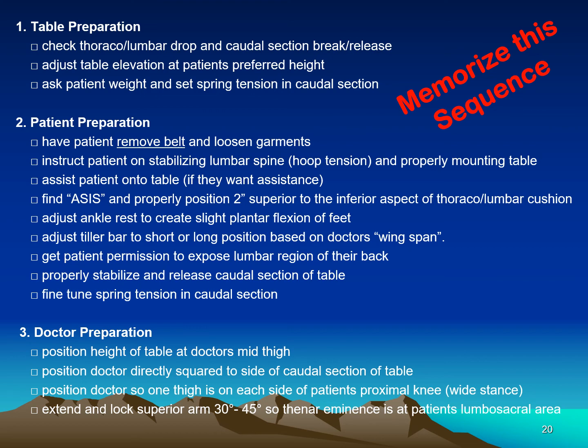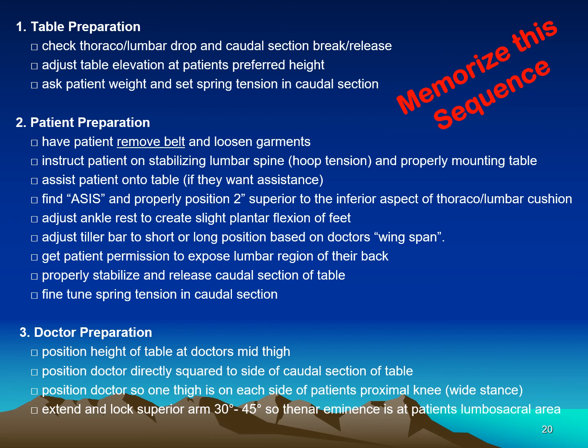We then get the patient's permission to expose their lumbar region and their back. We properly stabilize the caudal section before releasing it, and then we check the spring tension and fine tune it so we have what we call a power balance. And power balance is basically where the table is in a vertical level or neutral position, and when you push it down, it goes down easy, and it comes up without having to pull it up. And again, that's demonstrated on the video. And then the doctor preparation.